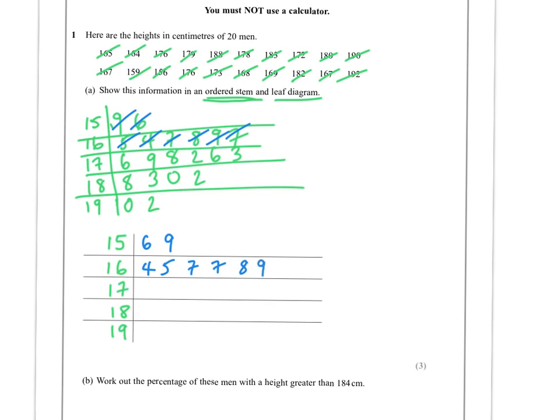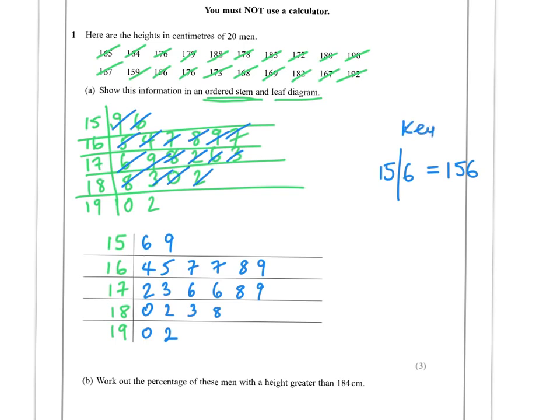and then in this instance 2, 3, double 6, 8, 9, and then 0, 2, 3, 8, and then this one's okay as it is. I would put a key as well to represent what the data shows. So I would say that represented 156, and I'd write key just here.